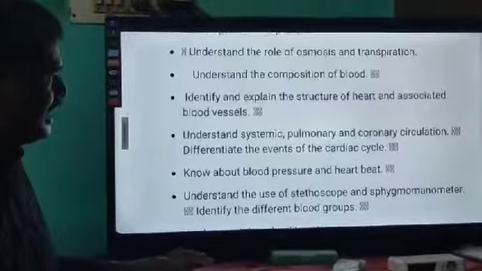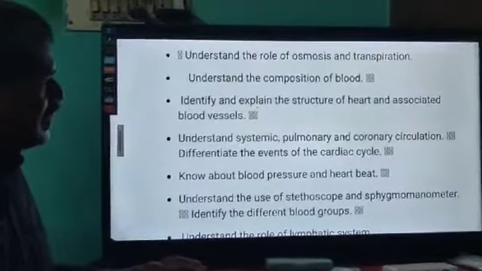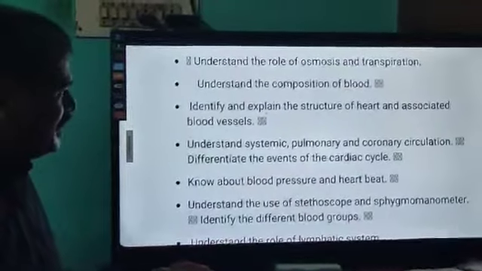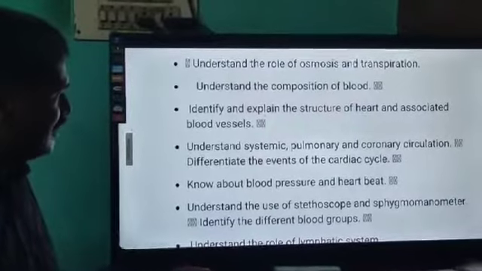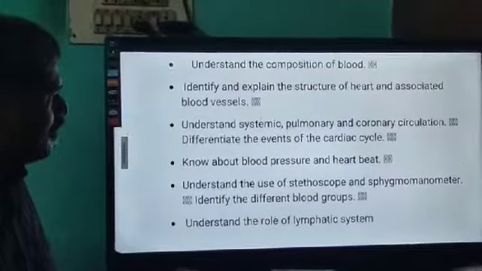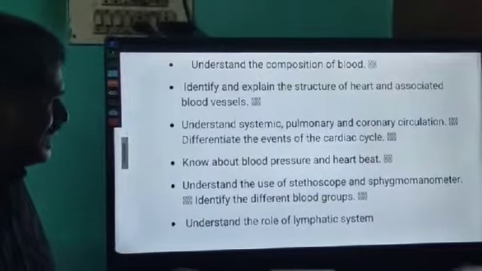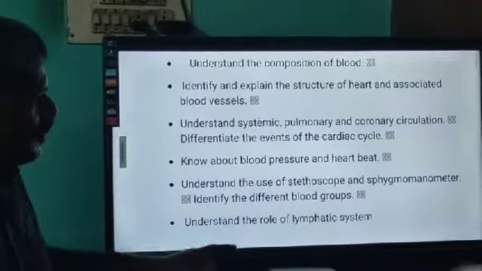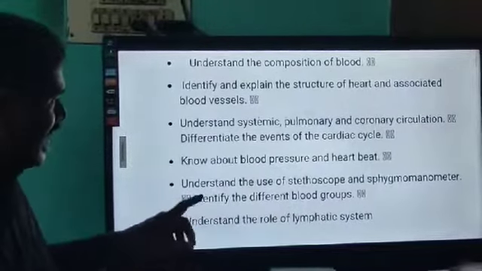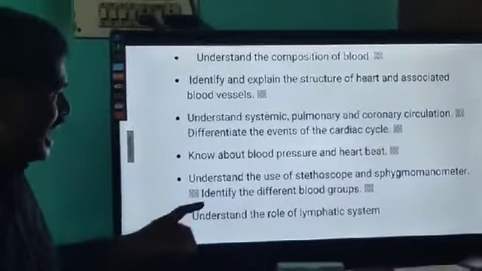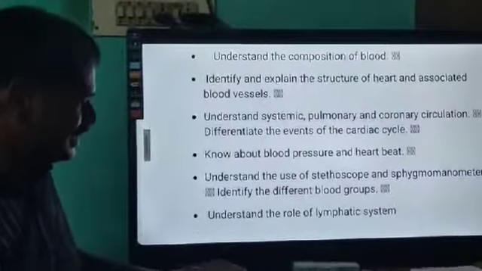Understand the systemic, pulmonary and coronary circulation. Differentiate the events of the cardiac cycle. Know about blood pressure and heartbeat. Understand the use of stethoscope and sphygmomanometer. Identify the different blood groups. Understand the role of the lymphatic system.